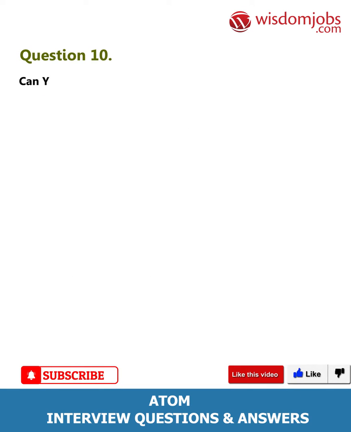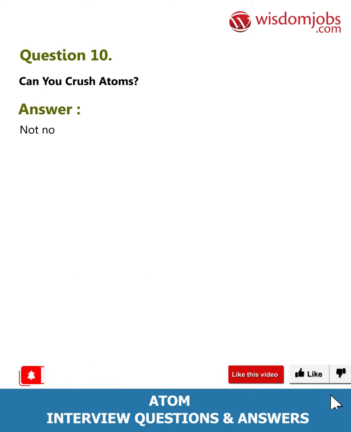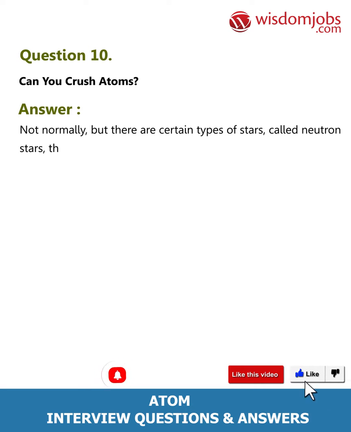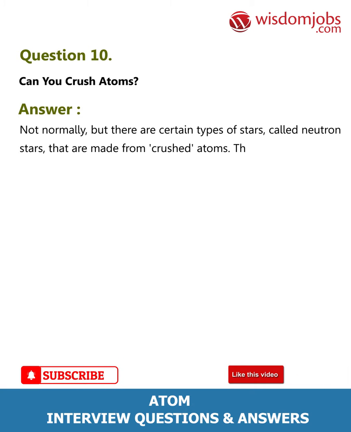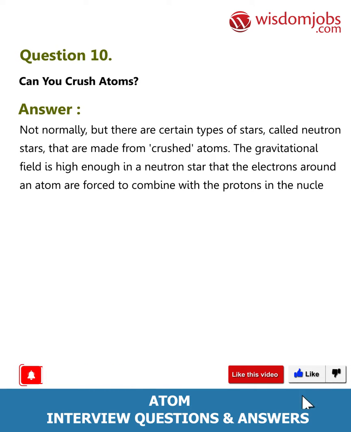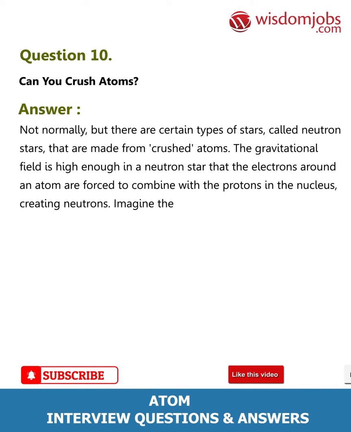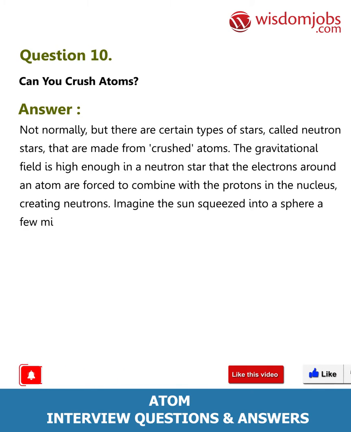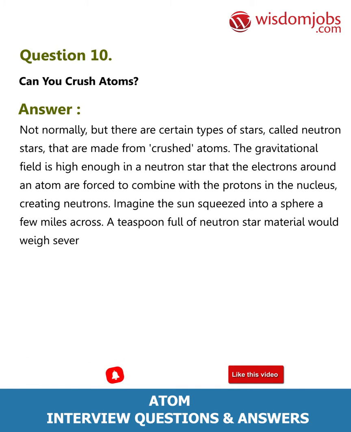Question 10. Can you crush atoms? Answer. Not normally, but there are certain types of stars, called neutron stars, that are made from crushed atoms. The gravitational field is high enough in a neutron star that the electrons around an atom are forced to combine with the protons in the nucleus, creating neutrons. Imagine the sun squeezed into a sphere a few miles across. A teaspoonful of neutron star material would weigh several tons.